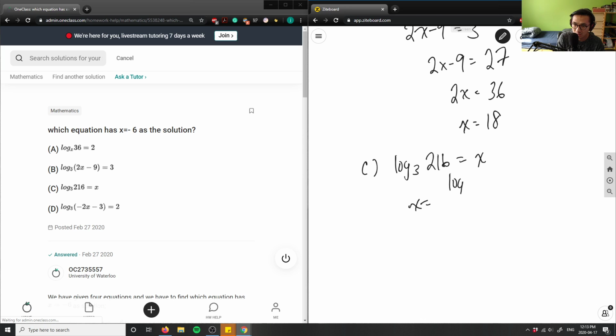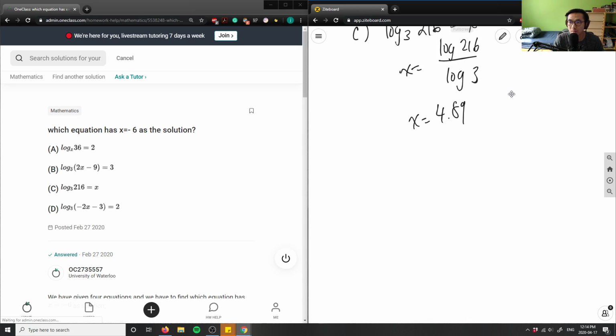X equals log of 216 over log of 3. So instead of base 3, I'm changing it to base 10, and then you can plug this into your calculator. And you get log base 3 of 216, you get 4.89, which again is not my answer here.